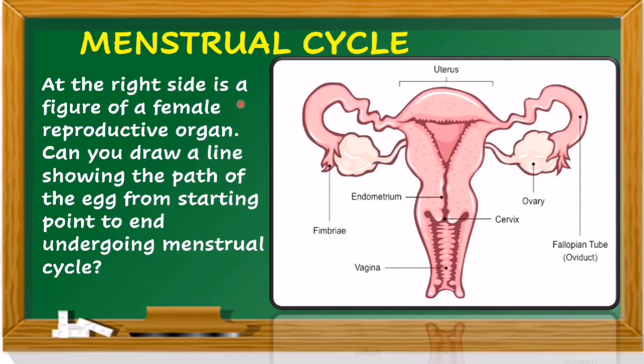At the right side is a figure of a female reproductive organ. Can you draw a line showing the path of the egg from starting point to end undergoing menstrual cycle? Okay, so let's try. From here, this is the path of the egg from starting point to end. So from here, it goes here, down here, and then it flushes out through the vagina.